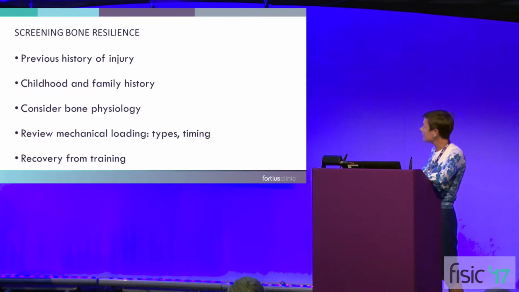And lastly, I've mentioned screening for bone resilience. When do we start asking about bone health and bone resilience? After the patient presents with the injury. It's something that we should screen for as part of the annual medical or the biannual medical or whatever else. We should ask, you know, the highest predictive factor of having a bone stress injury, like most injuries, is having had the injury before. What is the childhood and family history in relation to bone health?